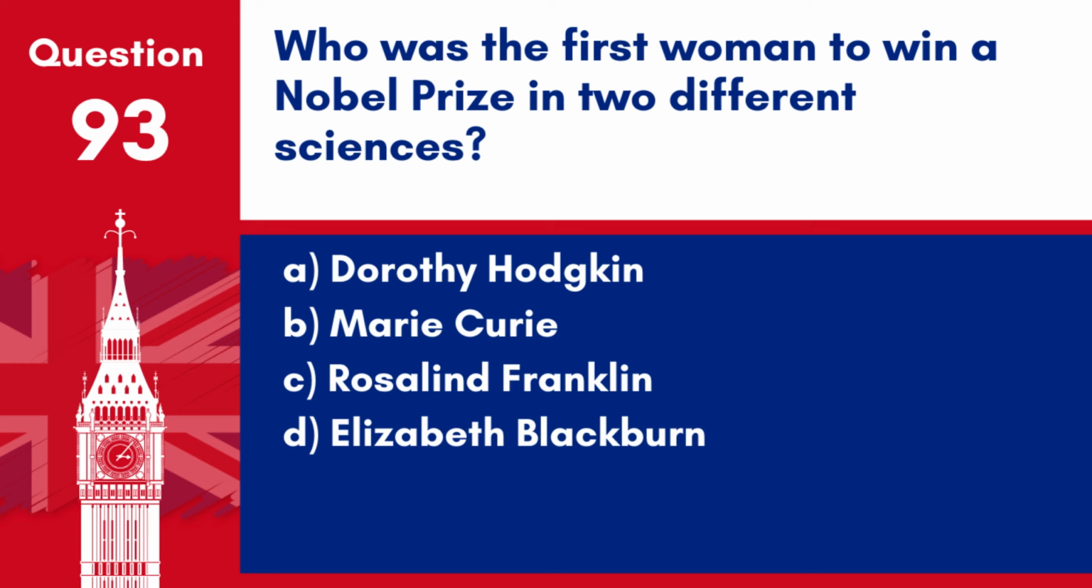Question 93. Who was the first woman to win a Nobel Prize in 2 different sciences? A. Dorothy Hodgkin. B. Marie Curie. C. Rosalind Franklin. D. Elizabeth Blackburn. Answer: B. Marie Curie. Marie Curie won the Nobel Prize in Physics, 1903, and in Chemistry, 1911, making her the first person to win Nobel Prizes in 2 different scientific fields.